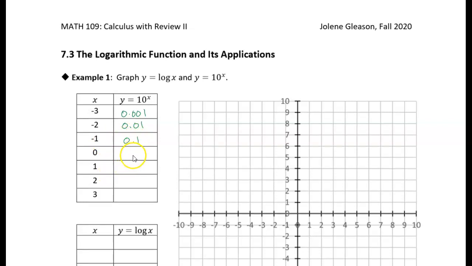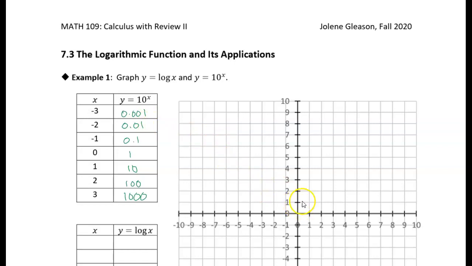And then the 10 to the 0 is just 1. And of course, then 10 to the 1, 10 to the 2 is 100, and 10 to the 3rd is 1,000. Okay, so that's easy enough. Let's see if we can graph some of those points. Obviously, some of these points I can't even graph because my scale only goes up to 10. So I won't be able to graph 10 to the 2nd power or 10 to the 3rd power. And it's going to be difficult to graph 1/1000th. It's pretty small. So let's just graph what we can.